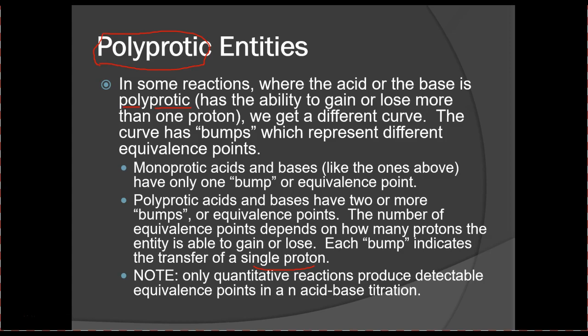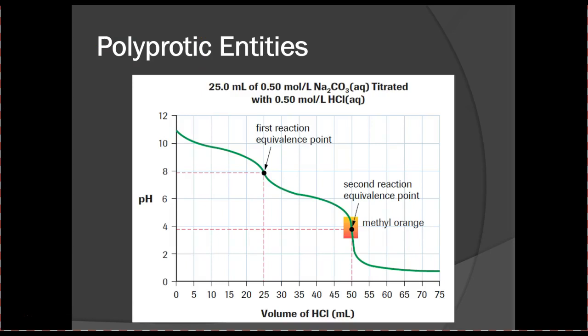Note that only quantitative reactions produce detectable equivalence points in an acid-base titration. So this graph here is indicating the titration of a base with an acid, right? And I don't even need to look at the title to determine that. However, the title helps me out. Our base is going to be the carbonate ion. Don't believe me? Go and check your data booklet on pages 8 and 9, and you'll find carbonate near the bottom in the base column. And it's being titrated with a strong acid, which is hydrochloric acid.